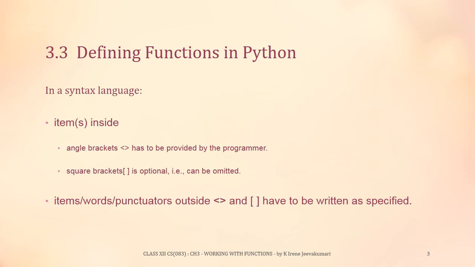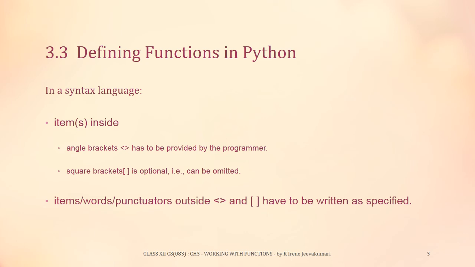Before that, let us know what the syntax language is. In a syntax language, items inside angle brackets have to be provided by the programmer, and items inside square brackets are optional, that is, they can be omitted. Items, words or punctuators outside angle brackets and square brackets have to be written as specified. This is a syntax language.